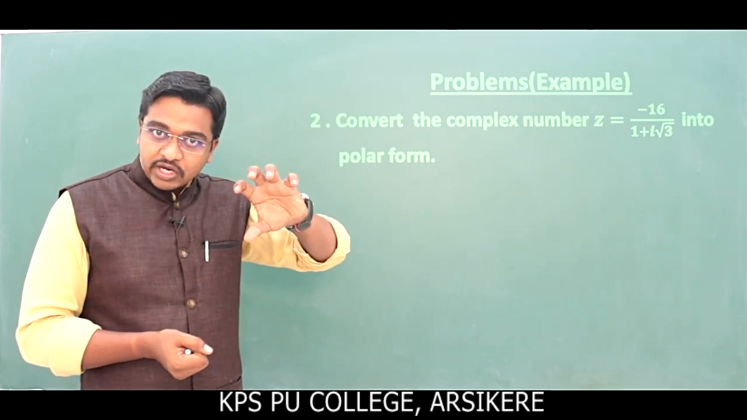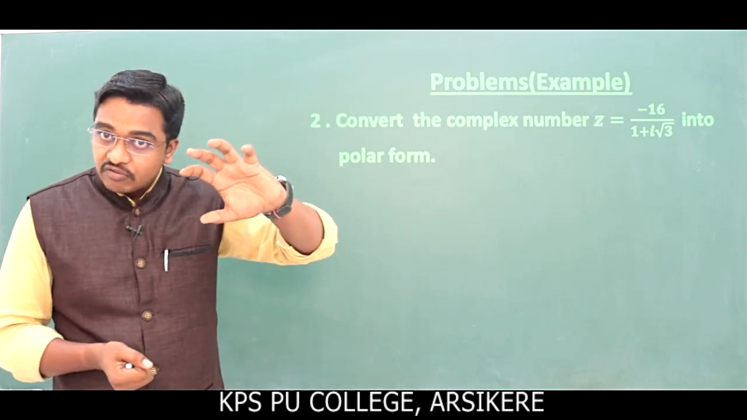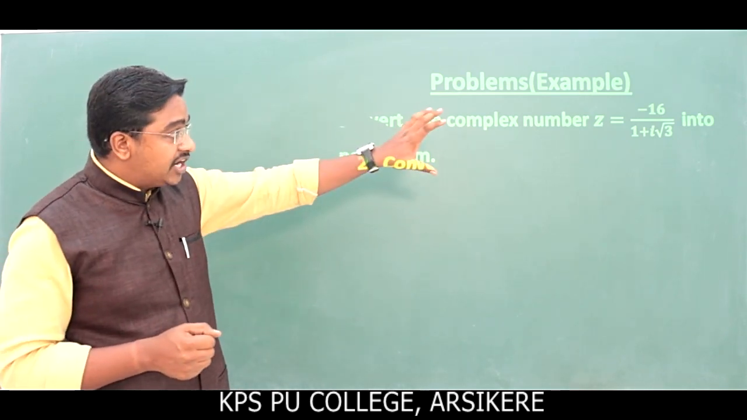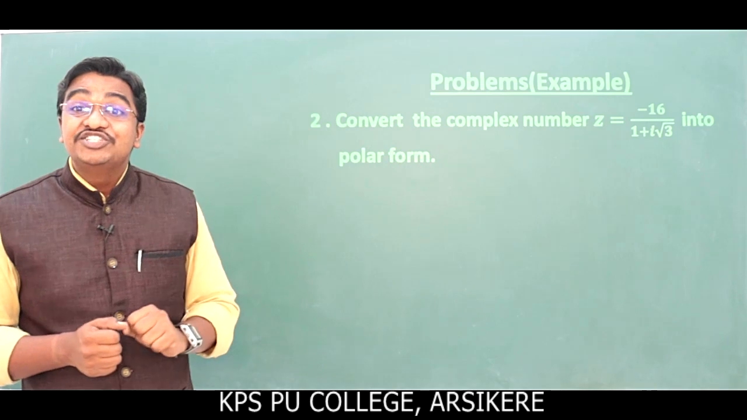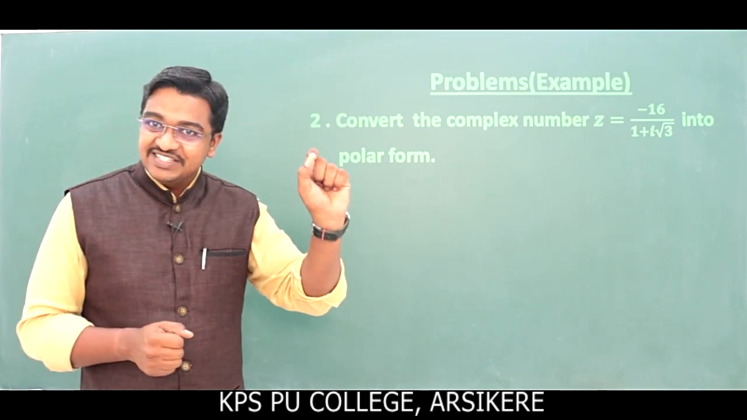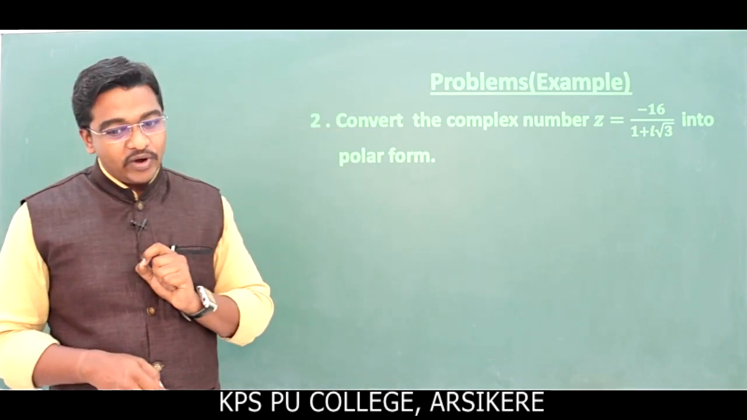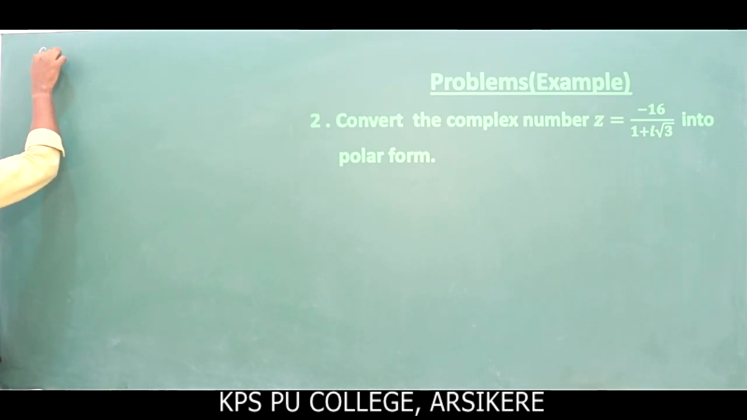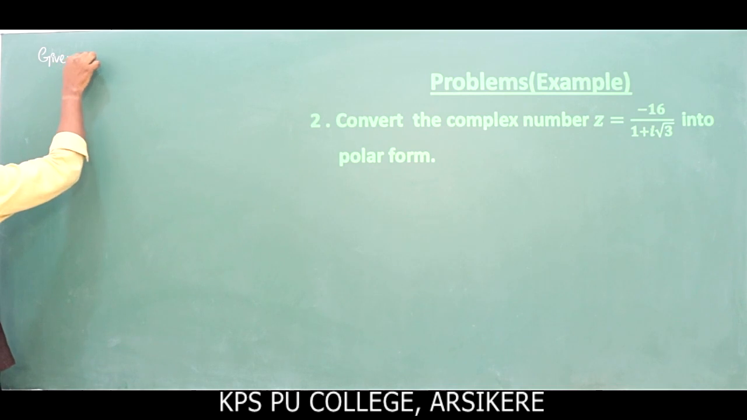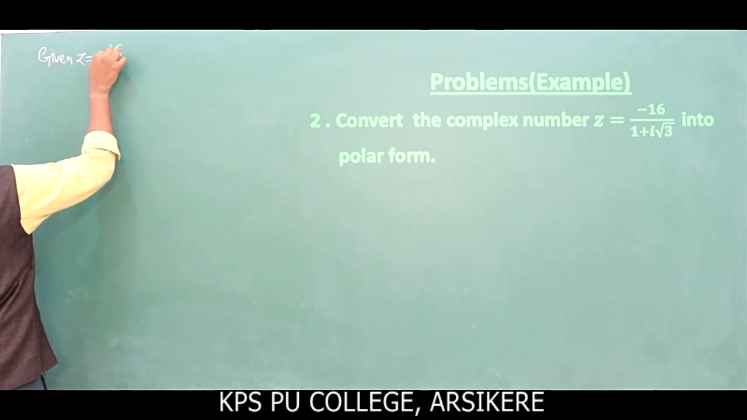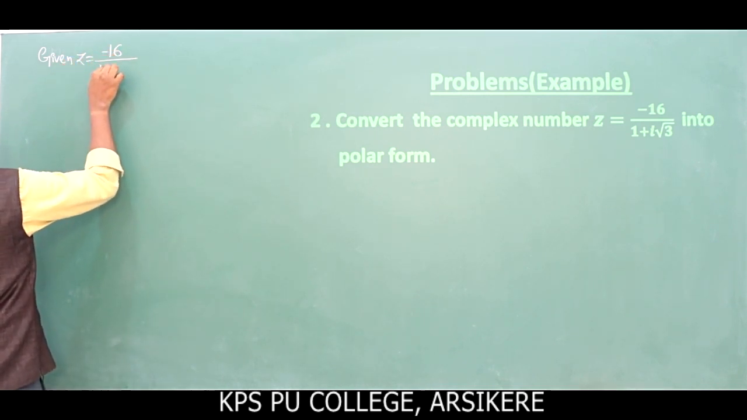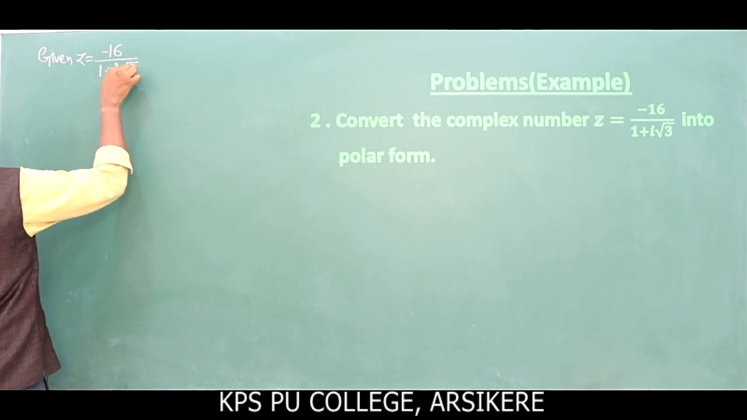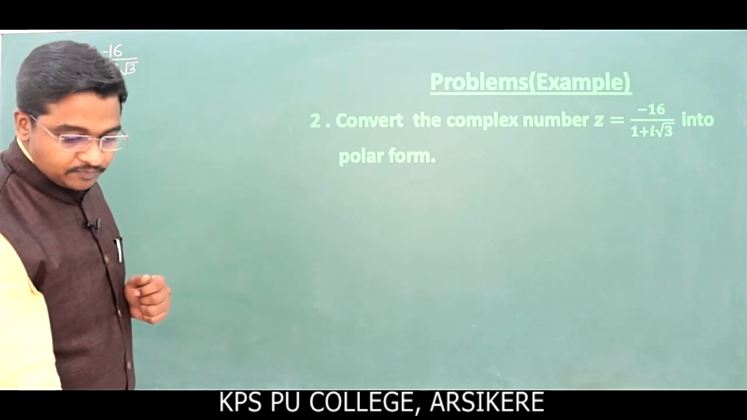Before going to conversion from Cartesian to polar form, first we have to convert or reduce the given complex number to the general form, that is z is equal to x plus iy. So first write the given number. Given z is equal to minus 16 divided by 1 plus i root 3.